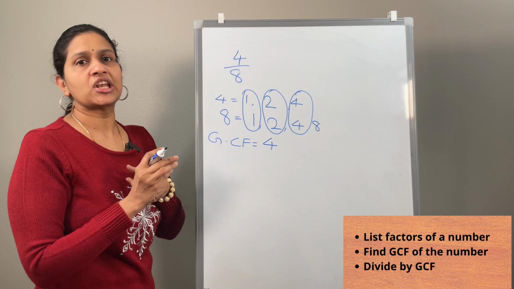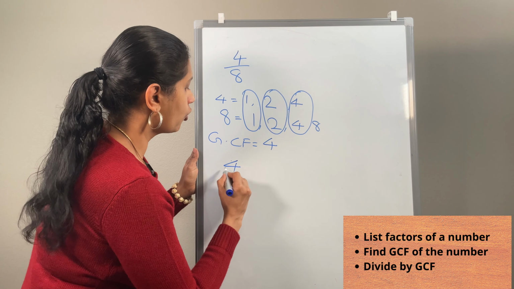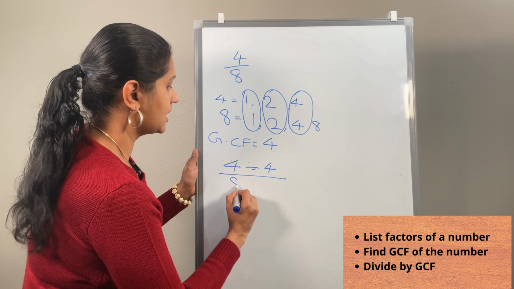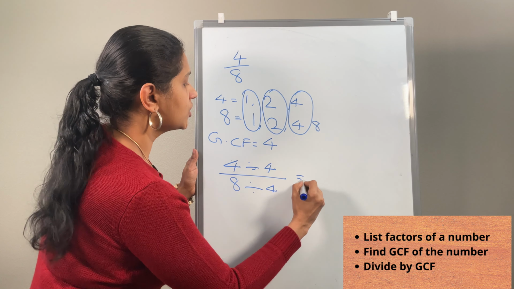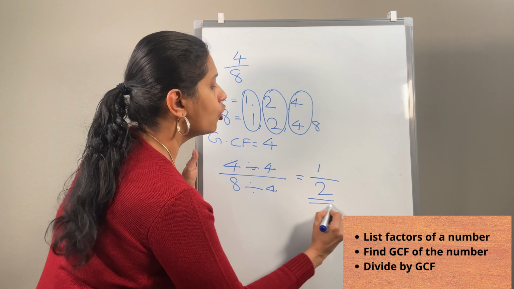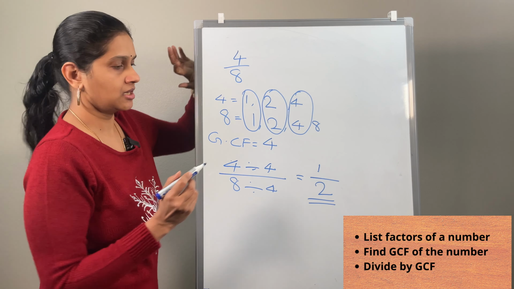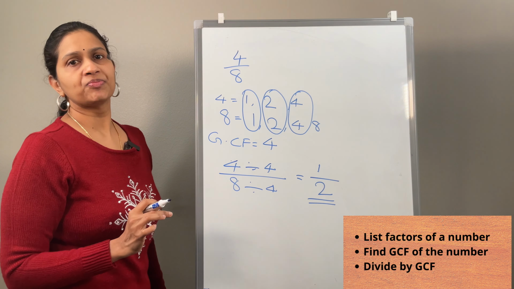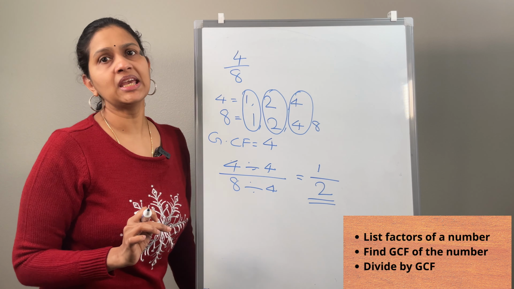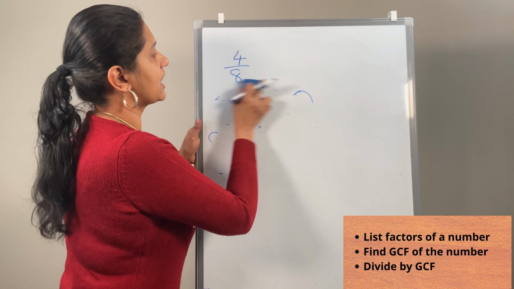Now what is the third point? You have to divide these numbers by the GCF. So 4 divided by, what is the GCF? 4. 4 by 8, divided by 4. What is 4 divided by 4? 1. What is 8 divided by 4? 2. So what is the simplified fraction of the number 4 by 8? It's going to be 1 by 2. So this is the simplest form in which you can express 4 by 8. So this is the first example. We will see more examples.